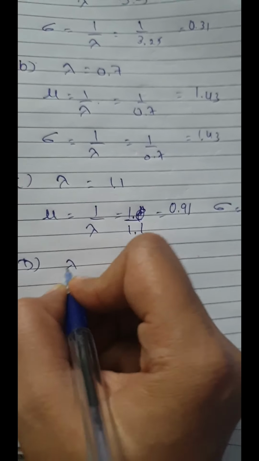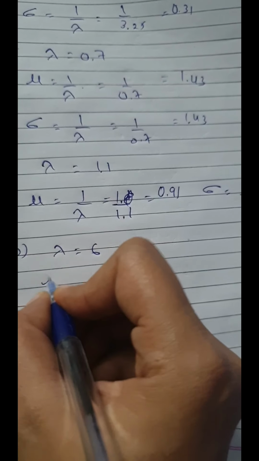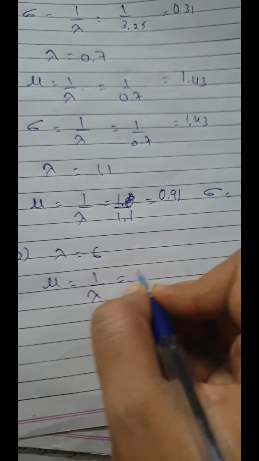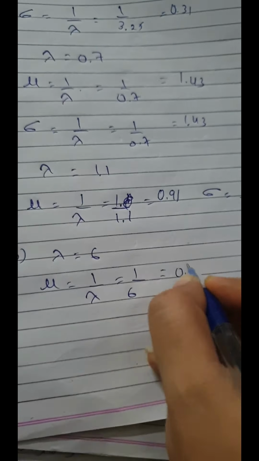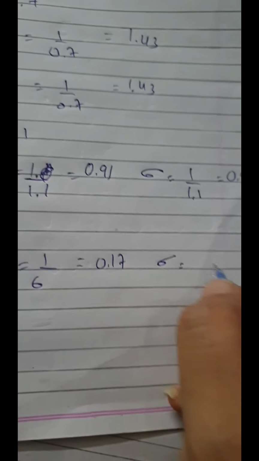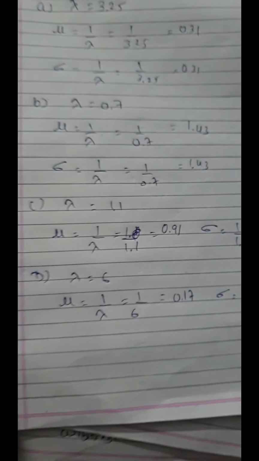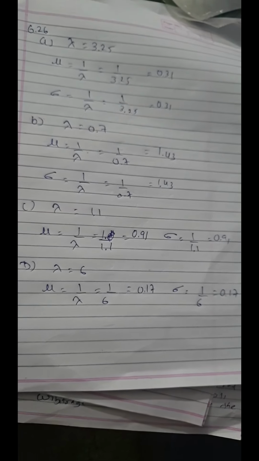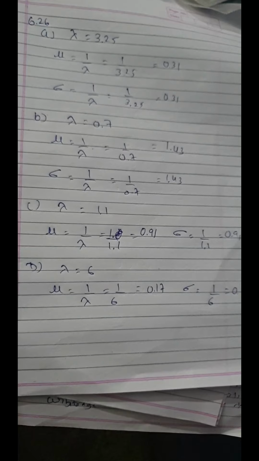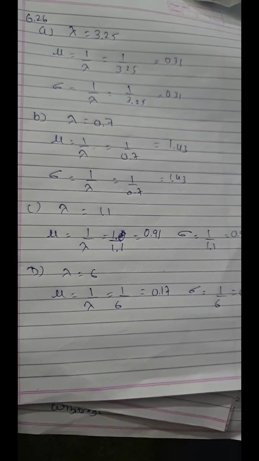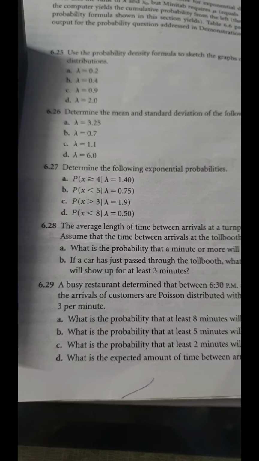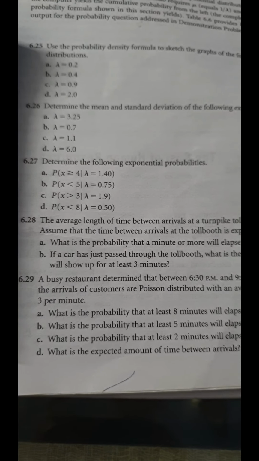And D, lambda equals 6. Mu 1 upon lambda, 1 upon 6, 0.17. Standard deviation 1 upon 6, 0.17. Right, that is your sum number 6.26. Mu and standard deviation for both, the formula is 1 upon lambda. Sum number 6.27. Determine the following exponential probabilities.